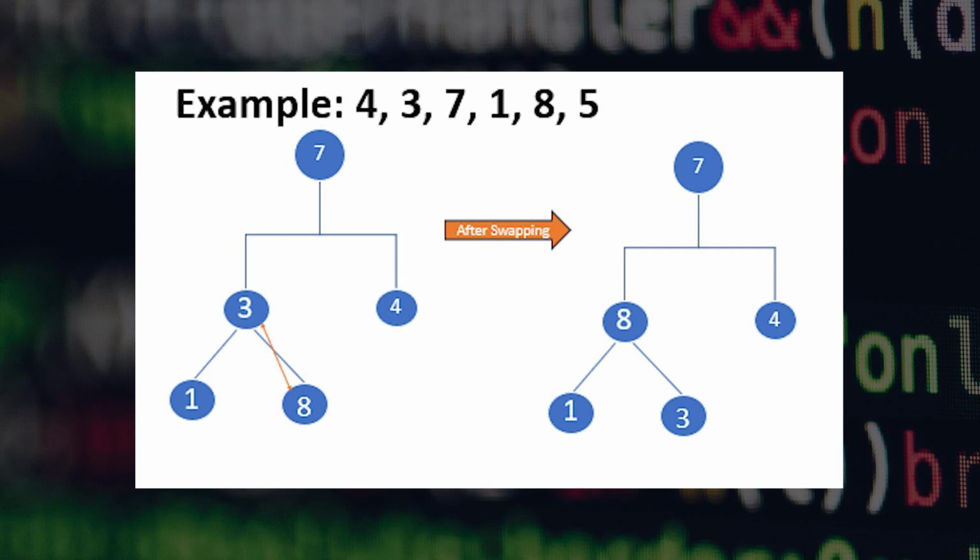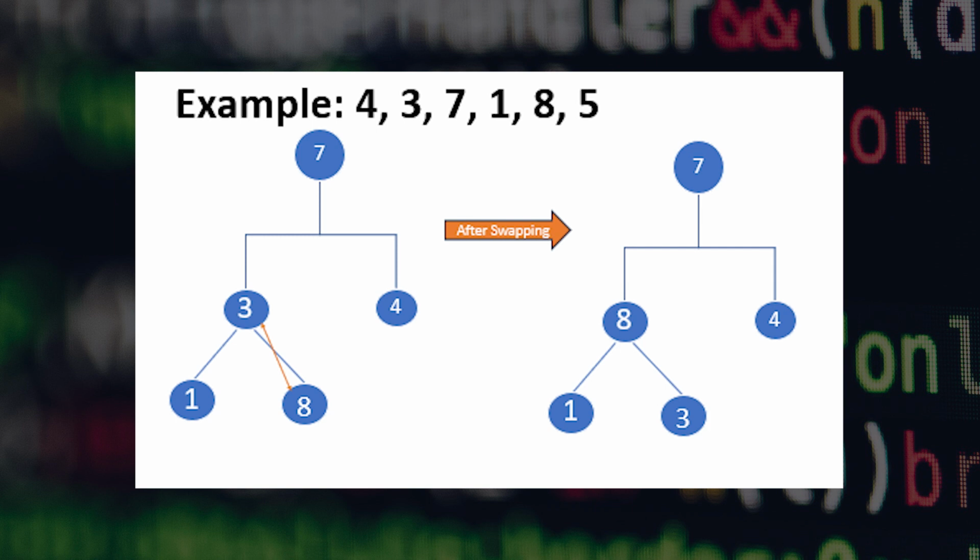So now we are going to insert the number 1. So the first level is completed. So now we will insert the 1 as the left child of 3. So what happened? We will compare the parent value and the child. So the child value is 1 and the parent value is 3. So parent is greater than child.